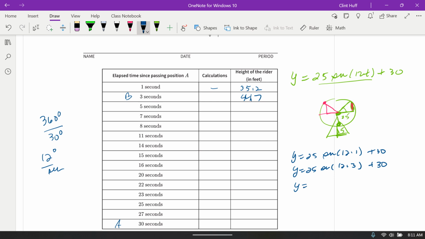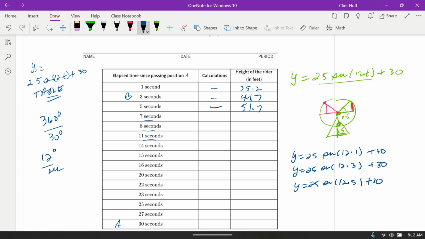One more time on the next one, y equals 25 sine of 12 times 5 plus 30, and that'll come out 51.7. And I'm just going to keep doing that all the way down. This next one will be 25 times 12 times 7, then 8, then 11. A good way to do this with your calculator is to type into y1, 25 sine of 12t plus 30, and build a table to see all these values.